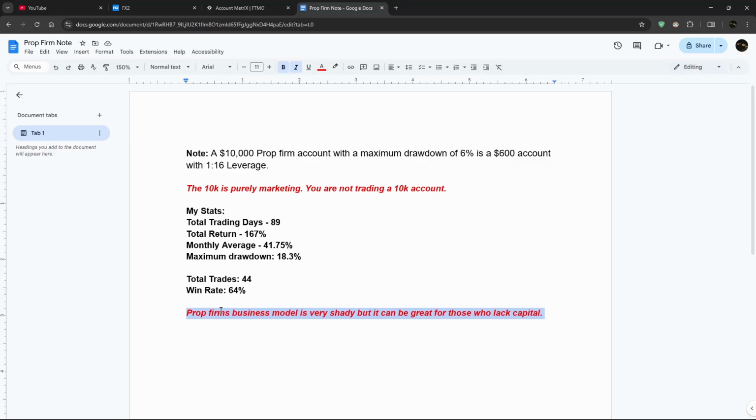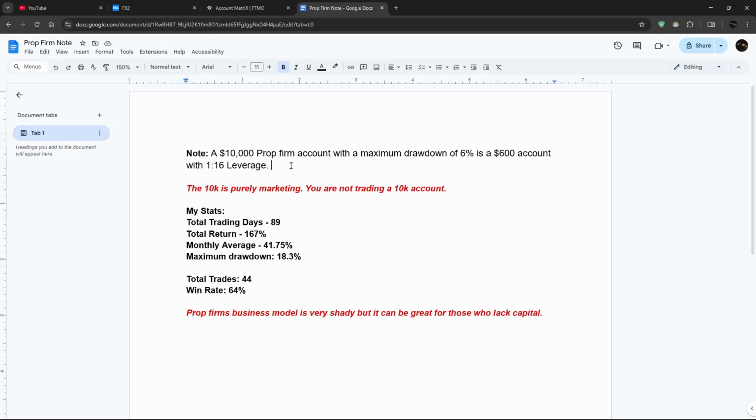So it is in their best interest for you to fail the challenge, or for you to not make any profits, because if you do, they're going to have to pay you out of their profits. So there's a very serious conflict of interest as it relates to prop firms, and I think everyone knows that.